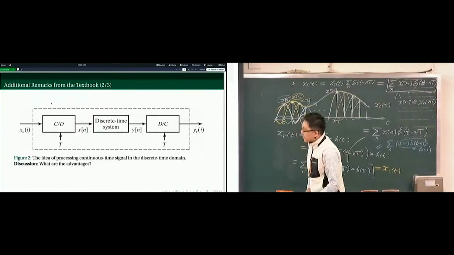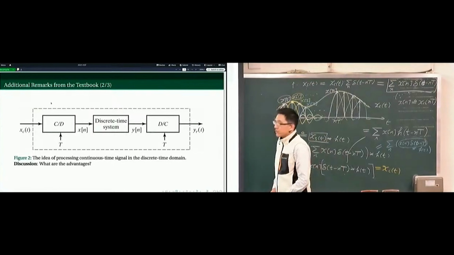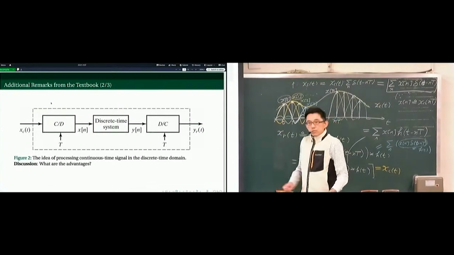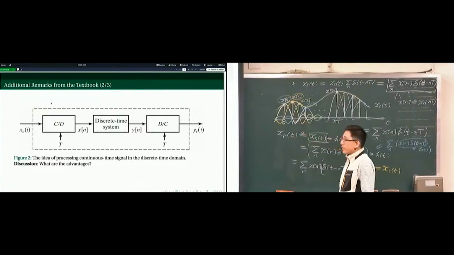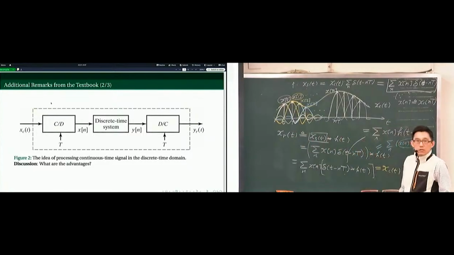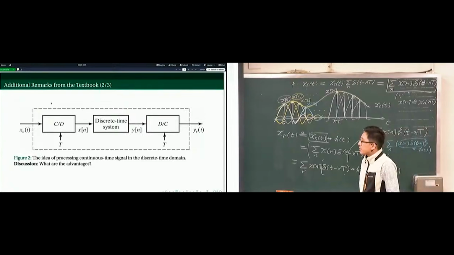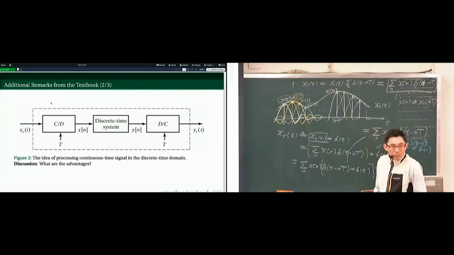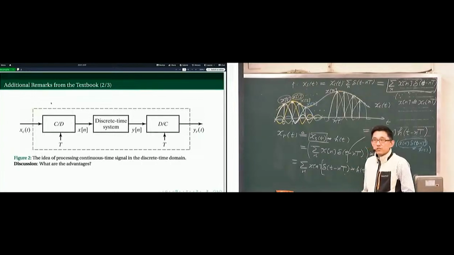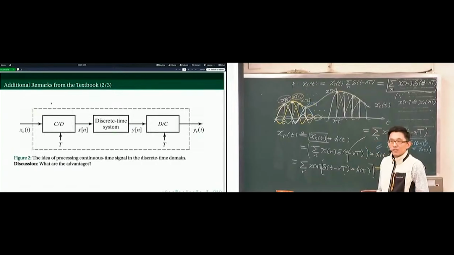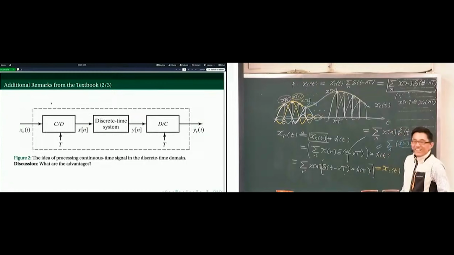So I have a kind of a discussion item right here. What are the advantages? Why don't we just keep playing the old guitar without using digital processing? What's the benefit? What are the advantages of moving the system to discrete time? Yeah? It's easier. Any other suggestion? Does it save the energy, save the earth? Probably, I'm not sure about that.